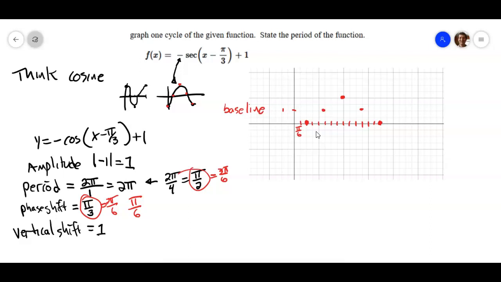This would be our cosine wave. We don't want to actually sketch it because we're not trying to sketch the cosine. We're trying to sketch the secant, the reciprocal.